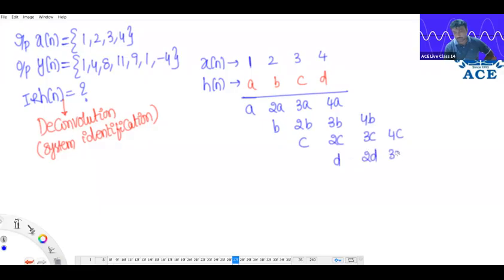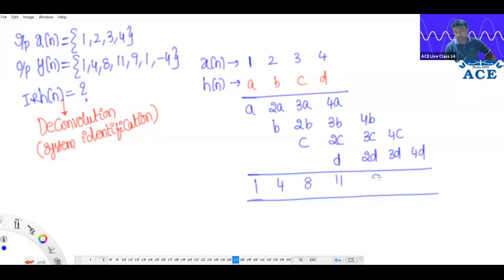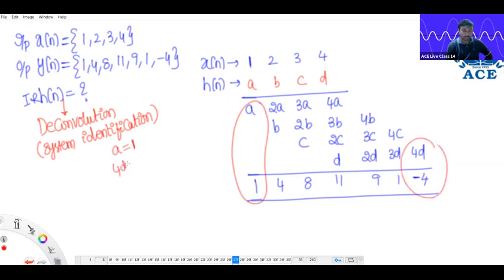4C, D, 2D, 3D, 4D. So what is the output already known for us? 1, 4, 8, 11, 9, 1, minus 4. Just compare the columns. A equals 1. 4D equals minus 4 means D is minus 1.